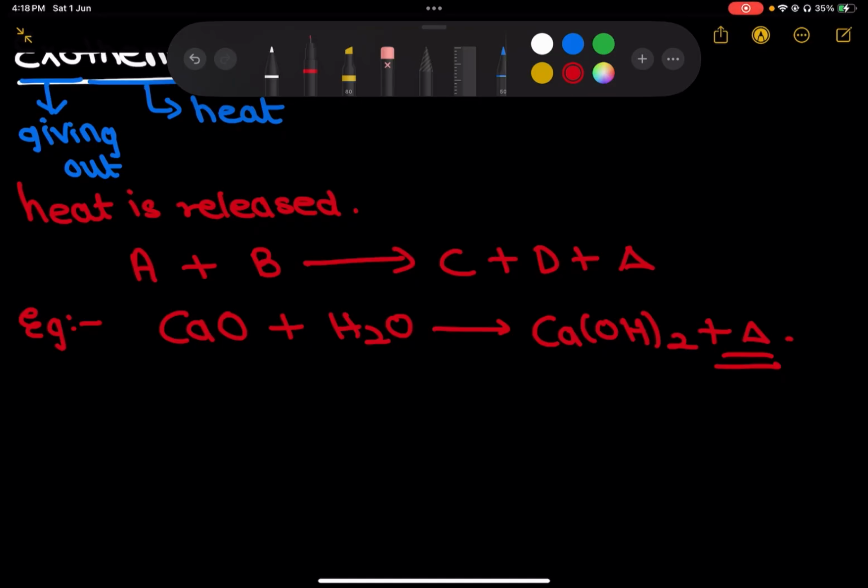Okay. So one more point of exothermic reactions is that when the reaction is performed, the test tube, or whatever beaker you are performing the reaction in, becomes hot. The temperature increases, okay, because heat is given out. So you have to remember this. It can also be a point for your differentiation.